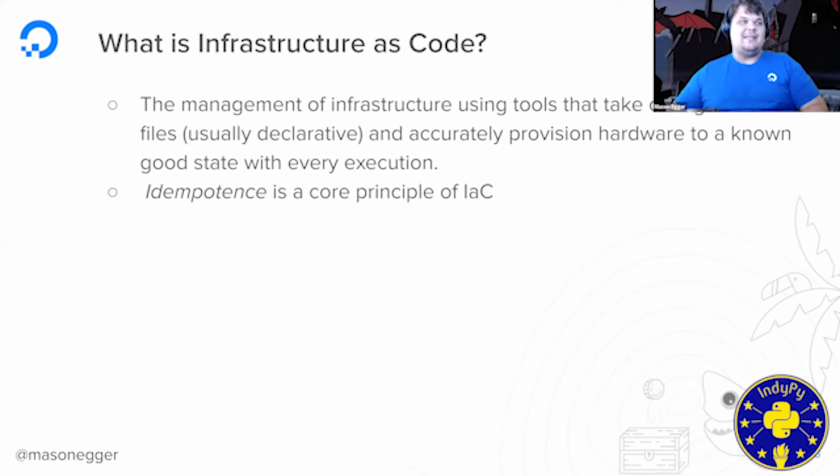We don't just leave infrastructure as code files out that are broken. It's bad. You expect your infrastructure to come up in the same state every time. That's kind of the whole purpose of it. Which is where idempotence comes in, one of the core principles of infrastructure as code.